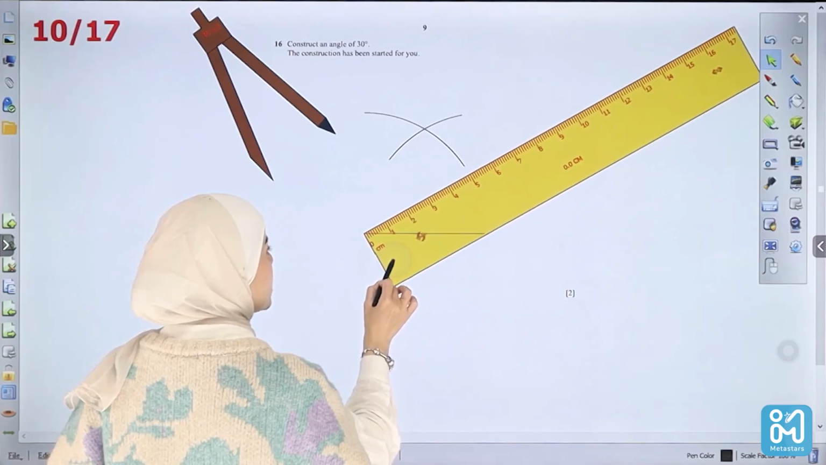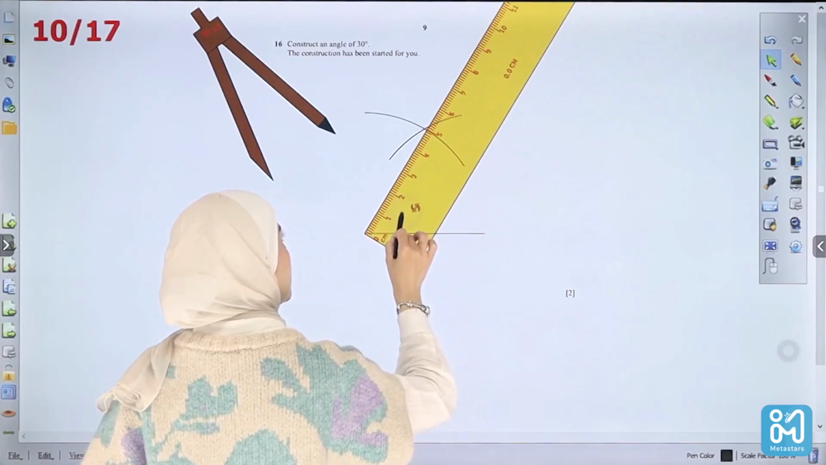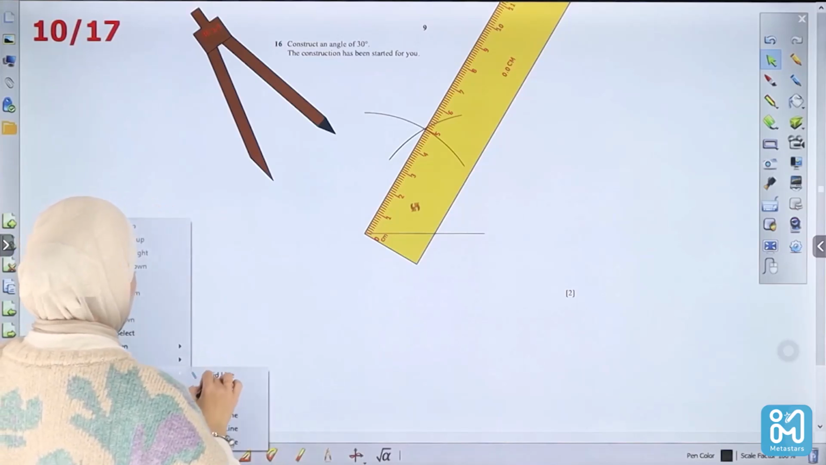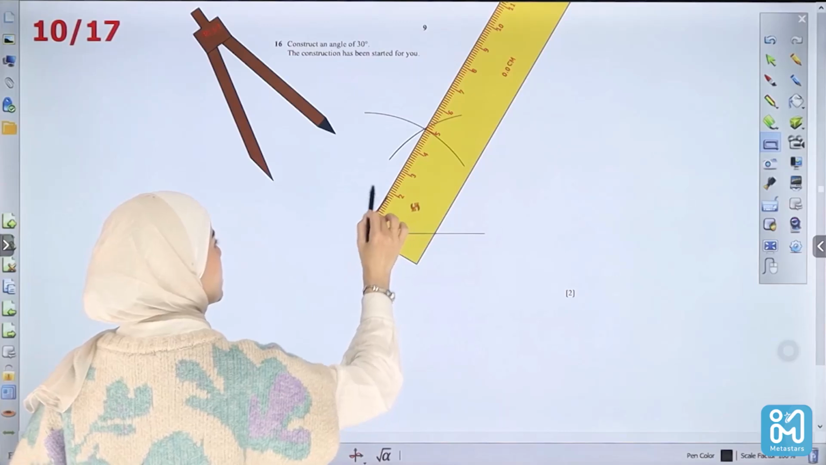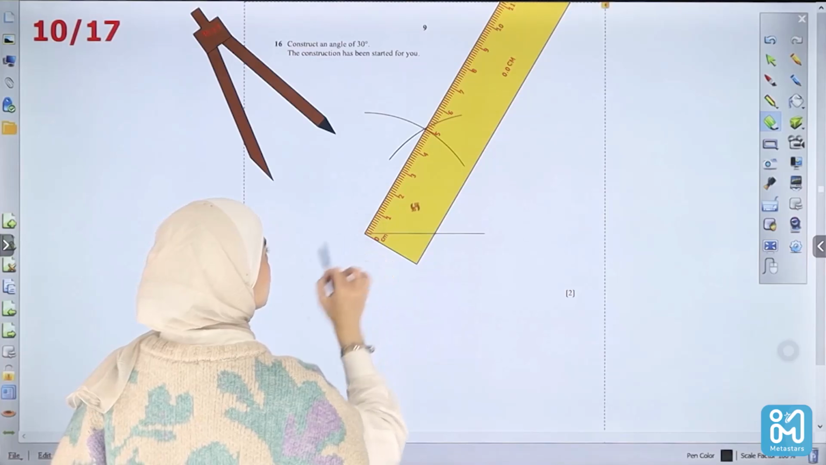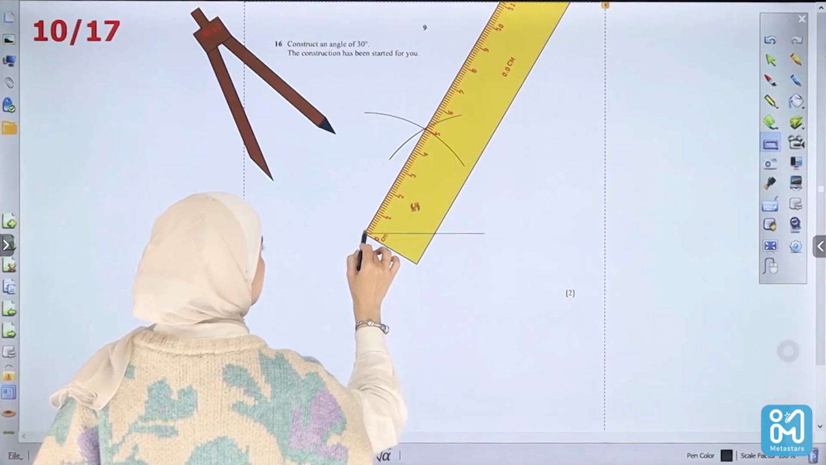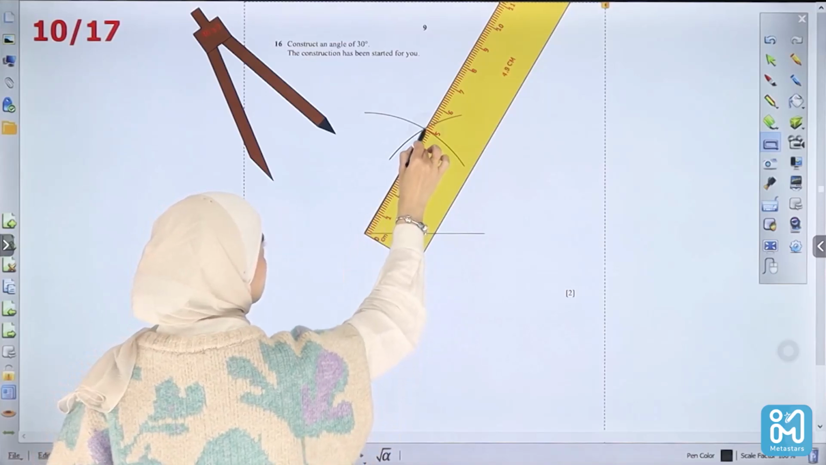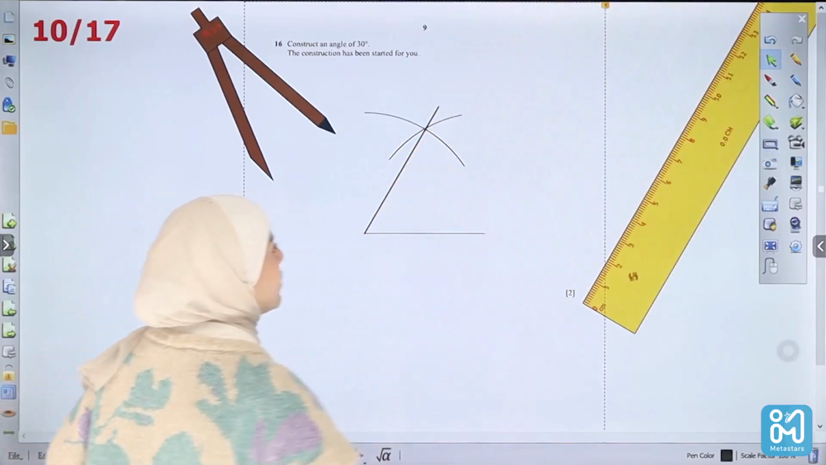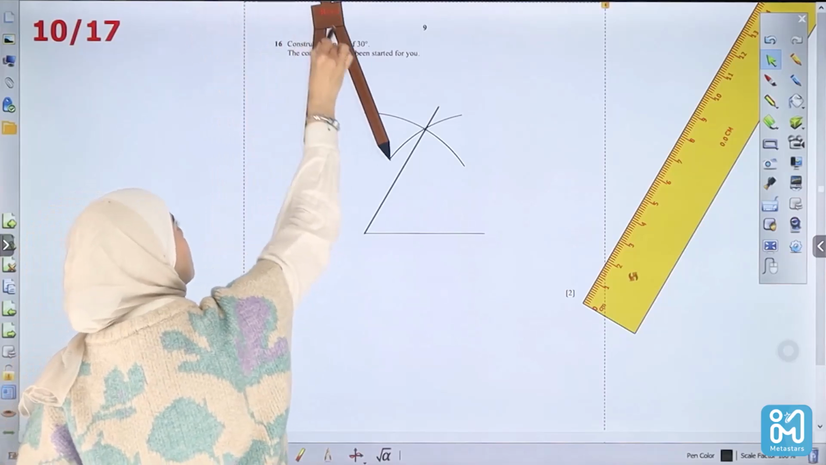Let me be accurate. I'm going to draw a line to this. Here is a solid line, joining this center with the construction. Let me choose a solid line again, and to this, as you can see, almost. Now I'm going to use my pair of compasses.